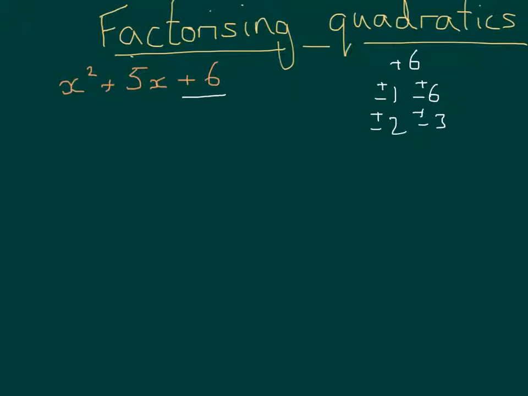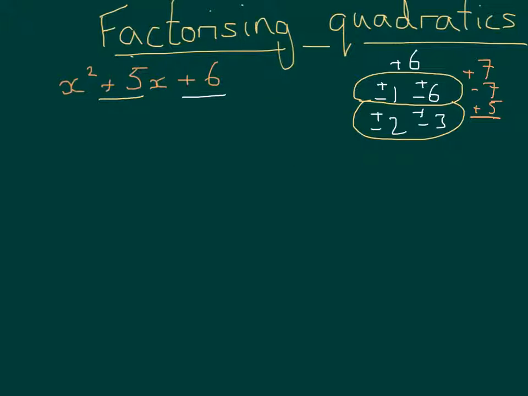Now we want to look for plus 5. What combination of these factor pairs would give us plus 5? Now some of you might be able to see it straight away, but if you can't, let's just see. We could start with plus 1 plus 6, so we know that's plus 7. We could have minus 1 and minus 6, so that's minus 7. And here we are, plus 2 and plus 3, so plus 5. That's what we want. That is our coefficient of x, or the number in front of the x.